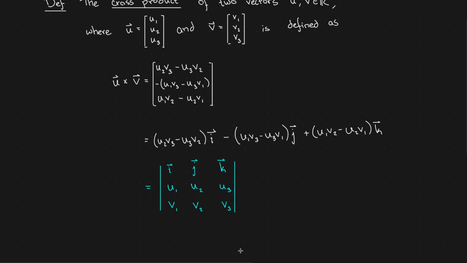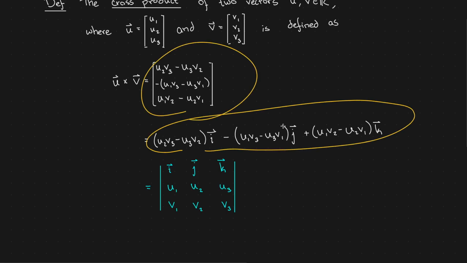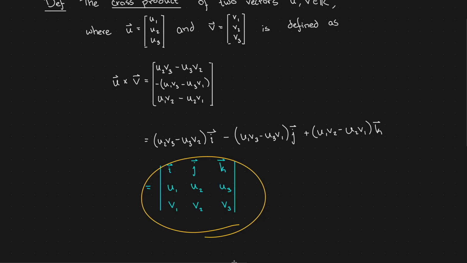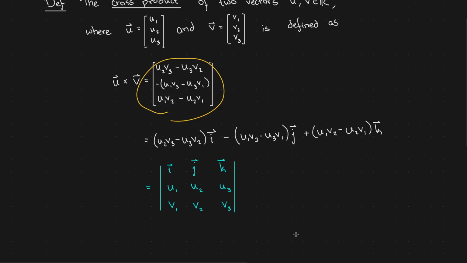Okay? And so if you take the determinant of this, you will get this. You'll get the cross product when you're done. And this is much easier to remember. Okay, so when we're taking a cross product, this is what we will do to actually evaluate the cross product rather than trying to remember this complicated formula.